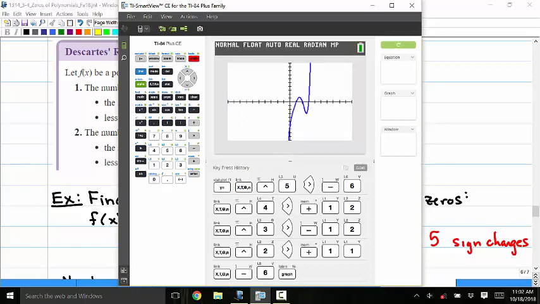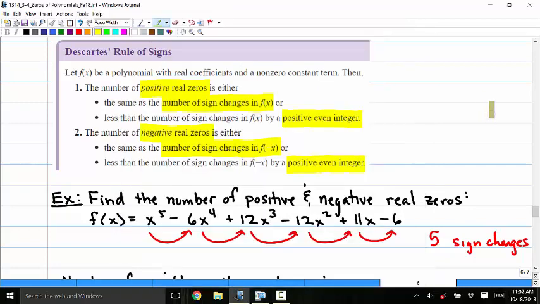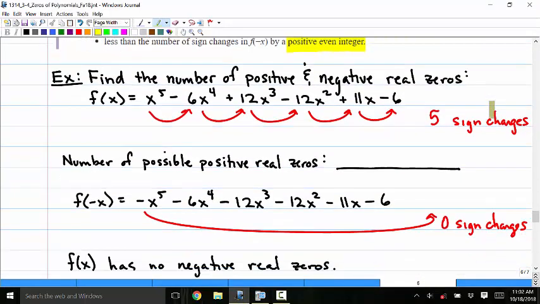How many positive real zeros do you see? 3. It's a degree 5, so if it has 3 positive real zeros, how many imaginary zeros will it have? 2, right? And that makes sense because imaginary zeros always come in complex conjugate pairs. Remember that from last time? All right, what I want you to see is that there's 3 positive real zeros. F of x, you see here's a positive coefficient, a negative coefficient, positive coefficient, negative coefficient, positive, and then negative.